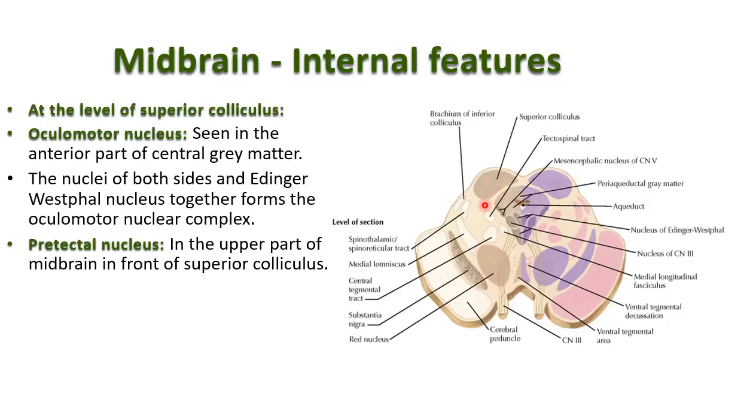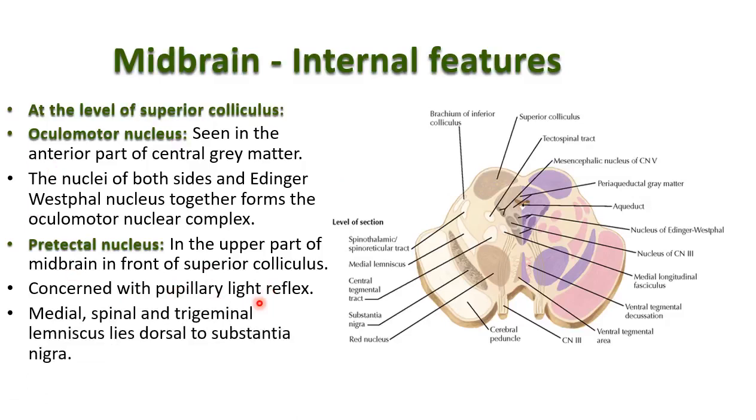The other one is the accommodation reflex. When you look at a nearby object, then also your pupil contracts. That is because of the constrictor pupillae muscle that is supplied through the Edinger-Westphal nucleus. That is called the accommodation reflex. One is the pupillary light reflex, which is direct and consensual, and the other one is the accommodation reflex. So the pretectal nucleus is mainly concerned with the pupillary light reflex.